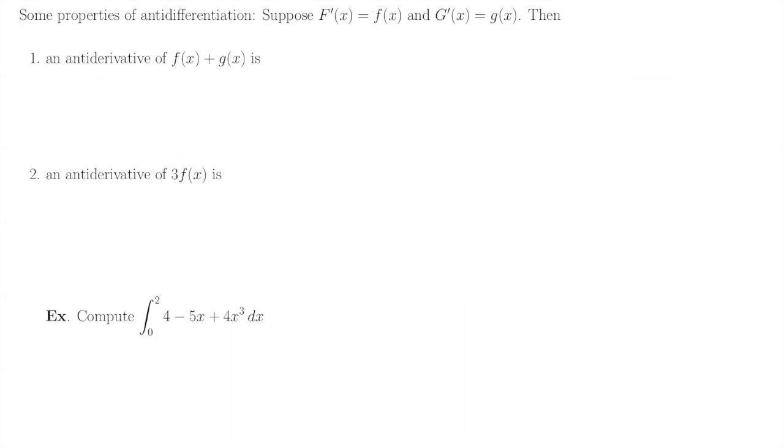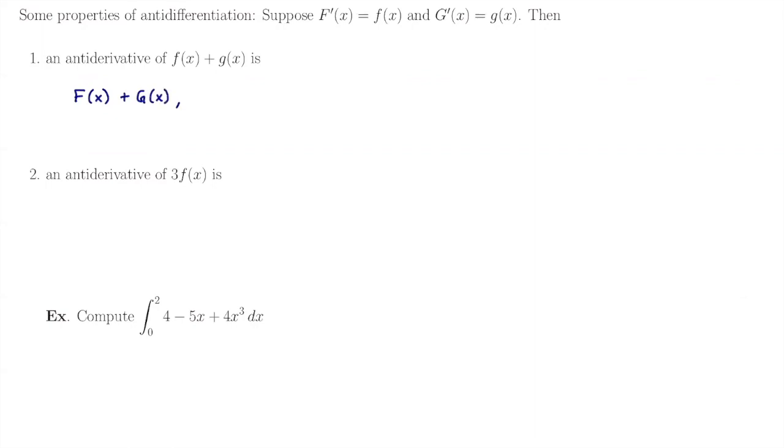Luckily, we do have some properties of antidifferentiation which follow from properties of differentiation. So suppose capital F prime is little f and capital G prime is little g. So capital F is an antiderivative for little f and capital G is an antiderivative for little g. Then what would be an antiderivative of little f plus little g? Well, differentiation splits across addition and subtraction, and so does antidifferentiation. So an antiderivative of little f plus little g would just be big F plus big G.